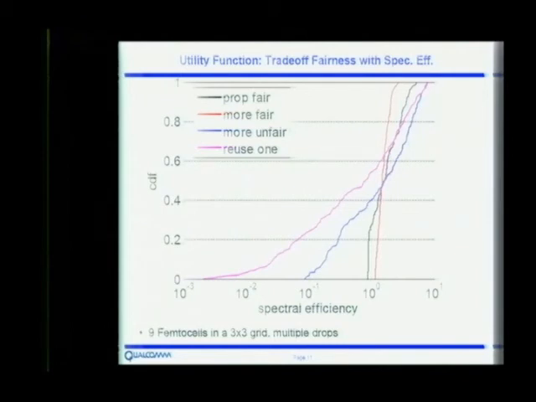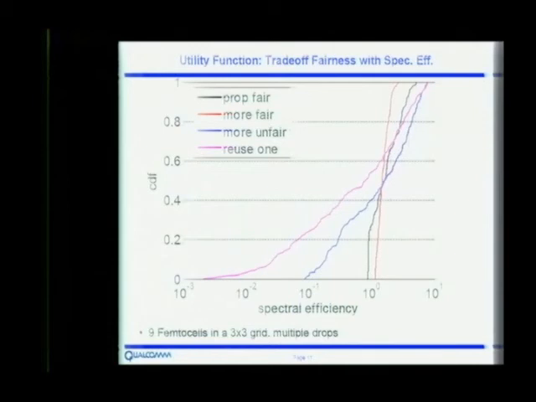On the x-axis is the spectral efficiency across links, across multiple drops, and by drop what I mean is I drop n femto cells in a region, n femto base stations and mobiles in a region, and look at the spectral efficiency you get if everyone transmits on it. On the y-axis is the CDF. As you change the utility function, you can make the CDF less fair or more fair if you run the iteration shown on the previous slide.